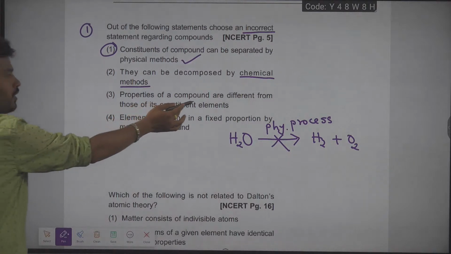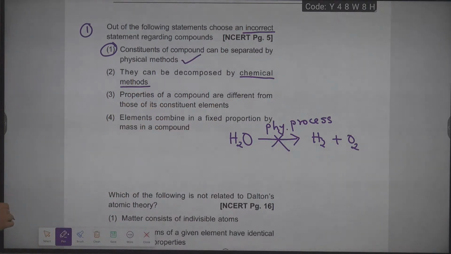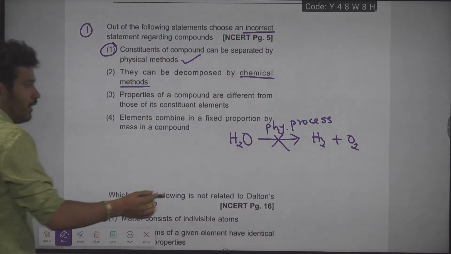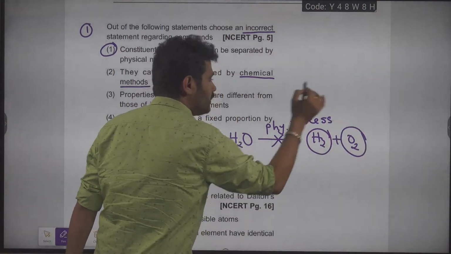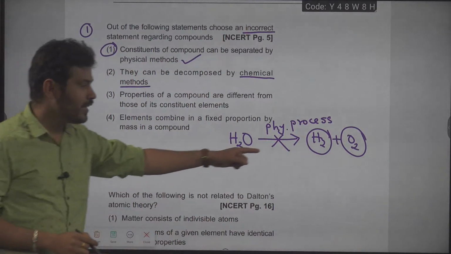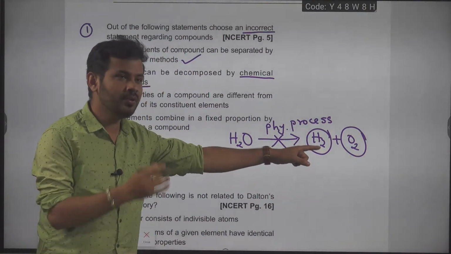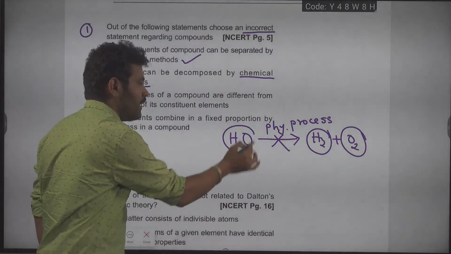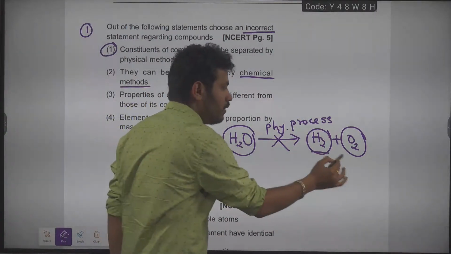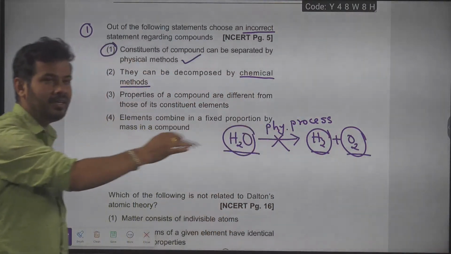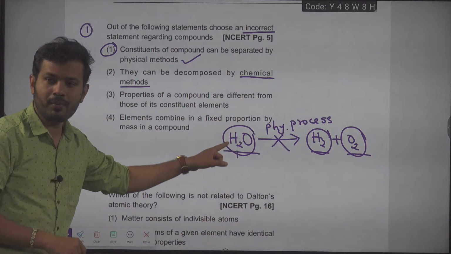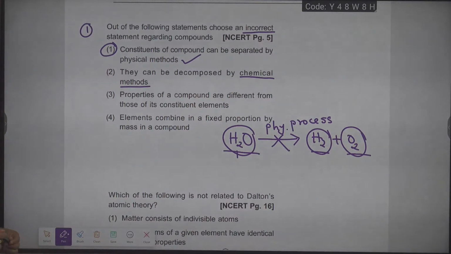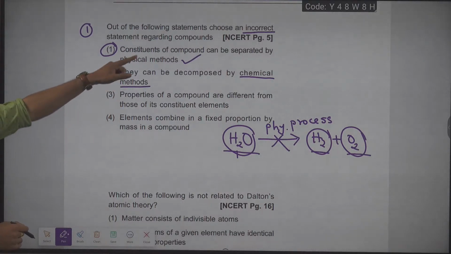Third option, properties of a compound are different from those of its constituent elements. Very true. You can take the example of H2O itself. What is the nature of hydrogen and what is the nature of oxygen? Hydrogen itself can burn. Oxygen is the supporter of combustion, right? Whereas H2O is going to extinguish the fire. So hydrogen's property, oxygen's property and H2O's property are completely different from each other. So the property of a compound is different from that of the corresponding elements from which it is made up. So that's why point number 3 is correct only. They are asking for the incorrect one.